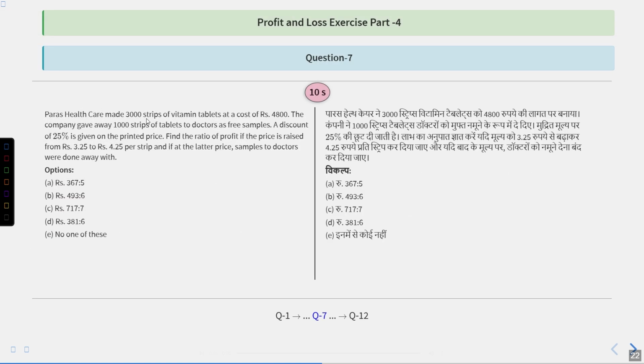Paras Healthcare made 3000 strips of vitamin tablets at a cost of rupees 4800. The company gave away 1000 strips of tablets to doctors as free samples. A discount of 25% is given on the printed price. Find the ratio of profit if the price is raised from 3.25 to 4.25 per strip, and if at the later price samples to the doctors were done away with.